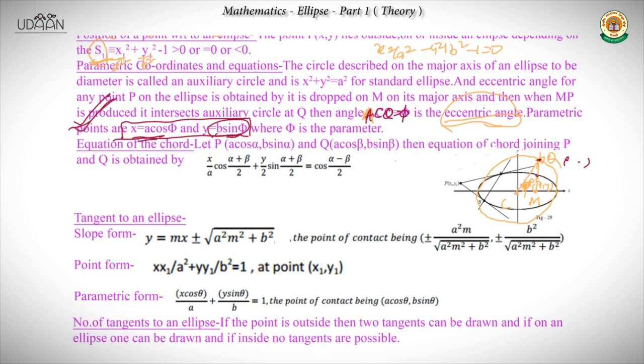Next, we denote this point a cos psi comma b sin psi by P of psi, which means the x coordinate and y coordinate with the eccentric angle psi.